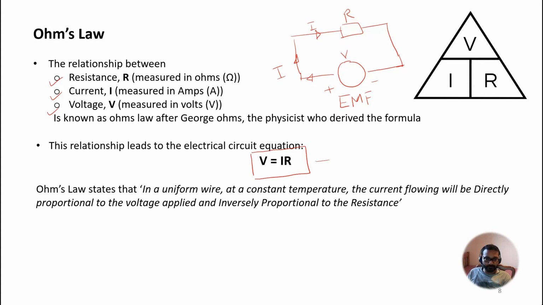Now from this single equation we can develop two more relations, or modify this equation. Let's say we have to find out the value of current. From this equation itself, it will be voltage divided by resistance, right? Similarly, if we have to find out the value of resistance, it will be voltage divided by current, right? All these three relations you can understand from this triangle.